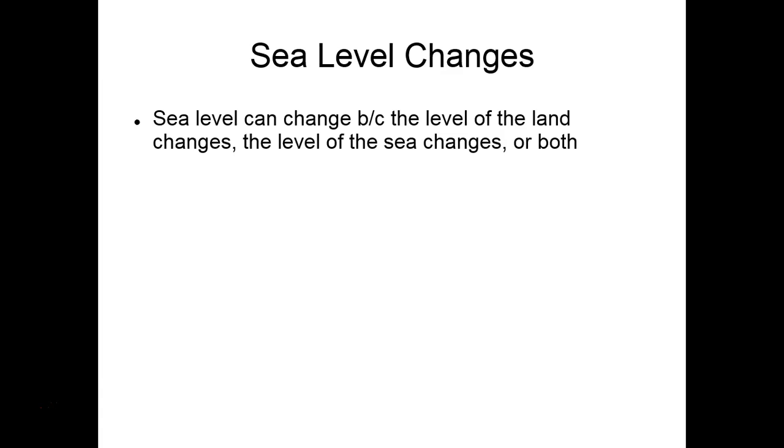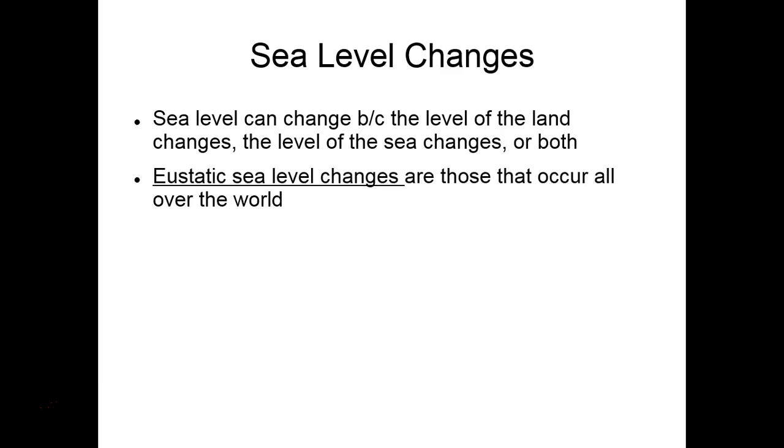Okay, so sea level can change because the level of the land changes, the level of the sea changes, or both of them change. So we have eustatic sea level changes, which means that you can see a sea level rise or a sea level fall that is measurable all over the world. Okay, this can be attributed to the amount of liquid water on Earth changing. For example, if you have glaciers melting, then that means that the amount of liquid water is increasing, and you would expect sea level to rise globally.